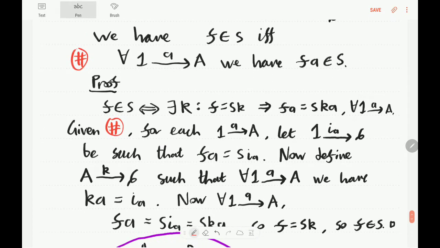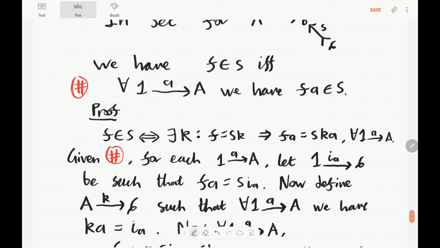Okay, so let's assume that f is in S. Well, then there exists a k such that f equals sk, and then that implies that fa equals ska for every point little a of A. So that means that the left statement implies the right statement. Now, assume the right statement. Now, for every point of A, we know that fa is in S. Well, we're assuming that.